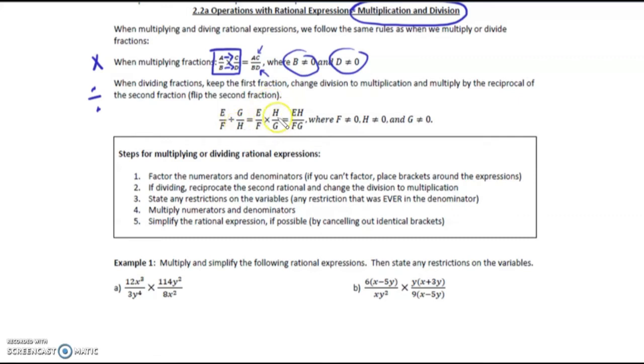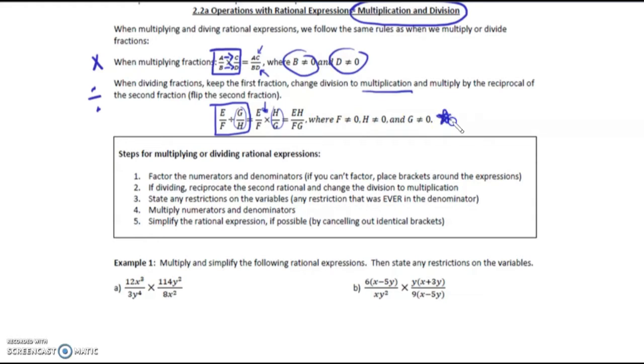Okay, so that's multiplying. Now, dividing fractions, what we do is we keep the first fraction as it is, and then we're going to change the division to multiplication and then take the reciprocal, so flip the second fraction. So if we had e over f divided by g over h, we're actually going to multiply, and this fraction here, we're going to flip it. So e over f times h over g. And again, we multiply across, and nothing in the denominator can equal 0.